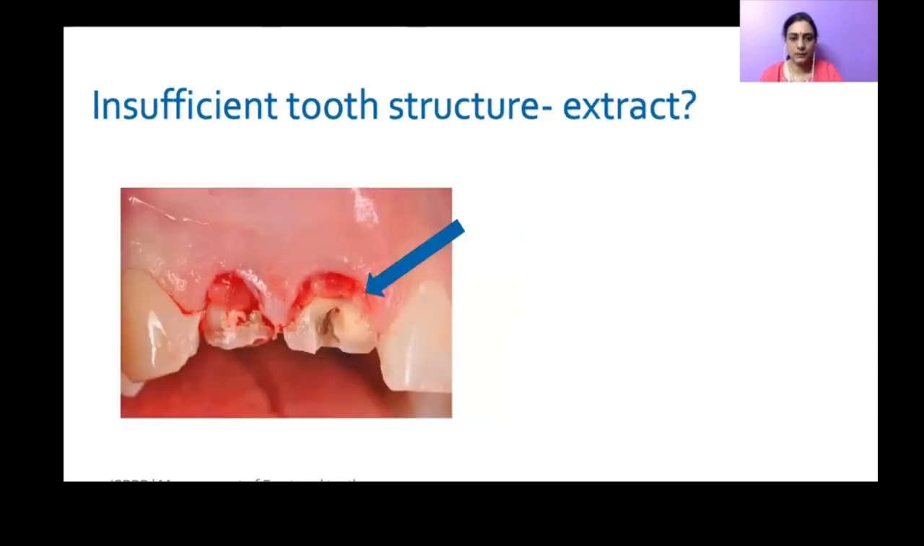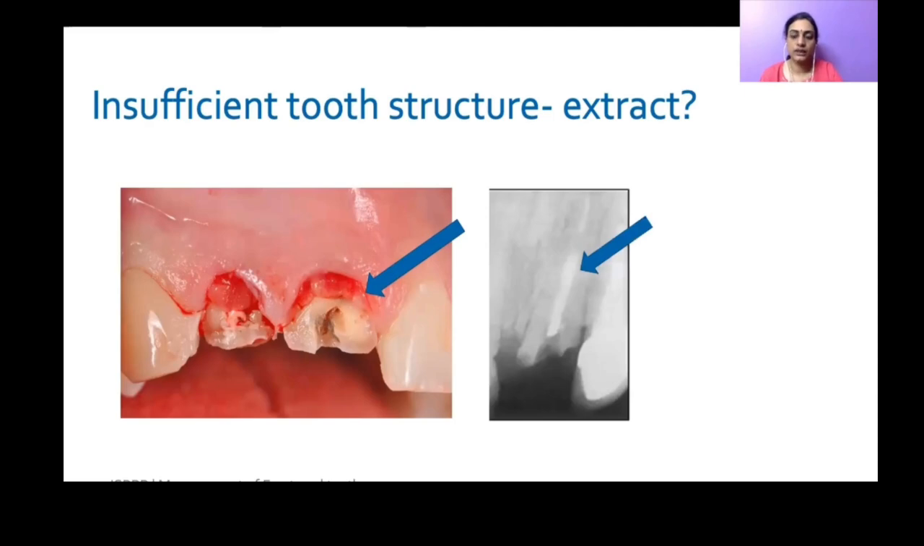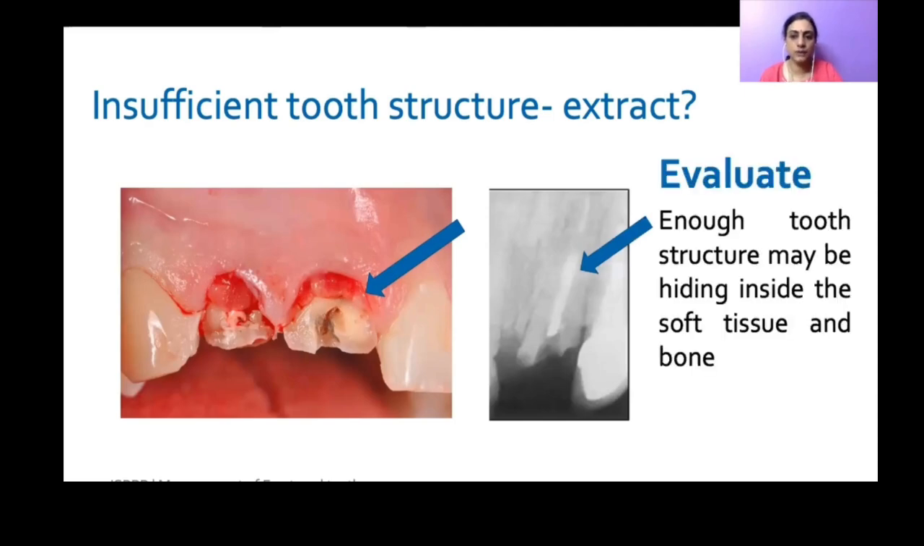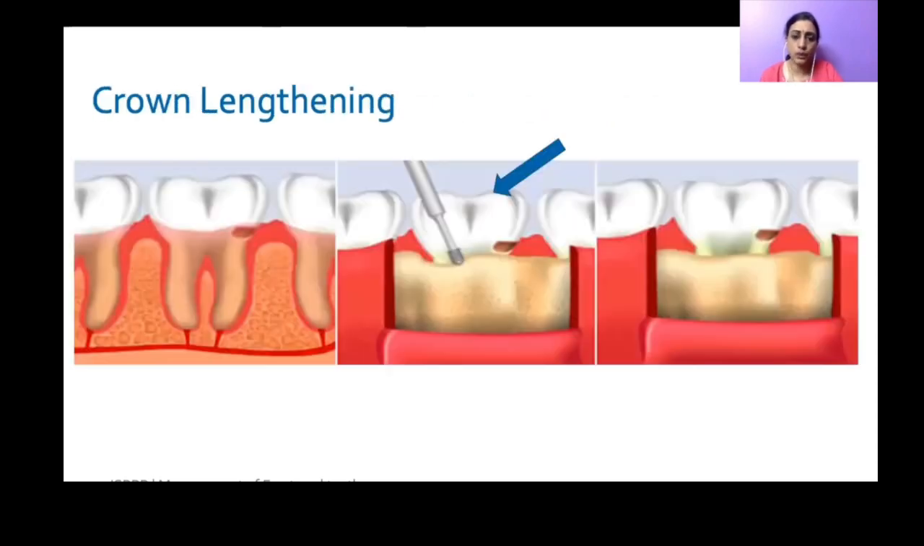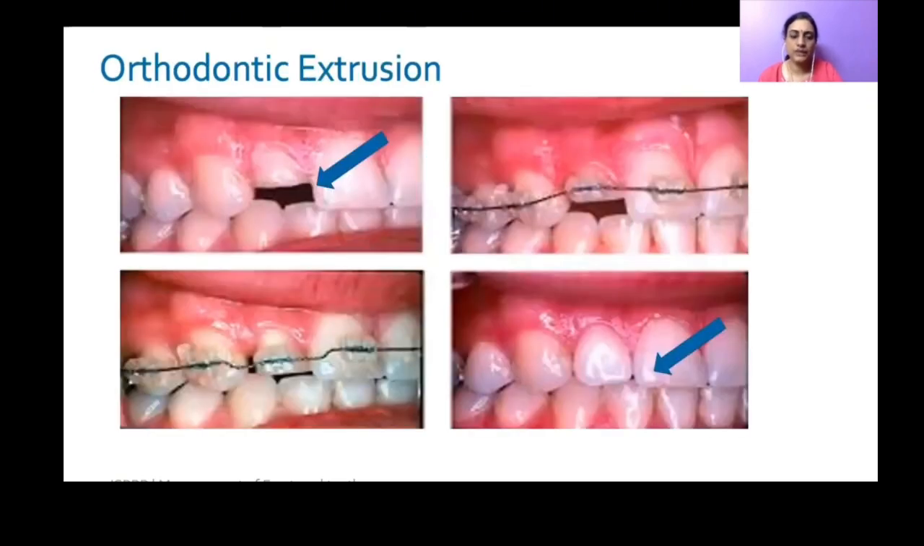Now look at this case. There is inadequate tooth structure remaining to give us a 2 mm ferrule. So what should we do? Should we extract? Let us look at the radiograph. There is still enough tooth structure which may be hiding inside the soft tissue and bone. Now, how do I take out this tooth structure? There are 2 methods. One is crown lengthening, where I surgically expose the soft tissue and hard tissue or the alveolar crestal bone to expose more tooth structure, or I extrude the tooth out of its socket using orthodontic forces.